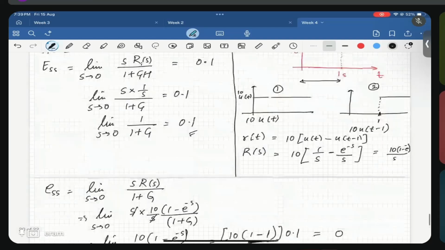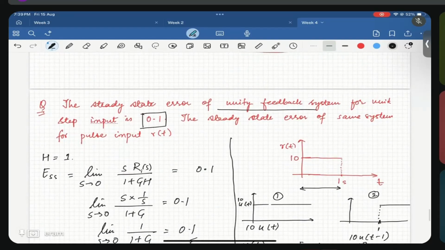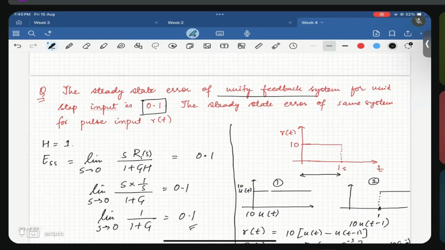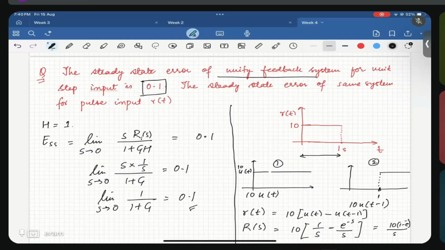So earlier with step input the error was 0.1. Now if I shifted the input by 1 second and scaled it by magnitude 10, the steady state error reduced to 0. Okay, so this is how the response of a system changes. We can reduce the steady state error by changing the input only. Okay, one last question.